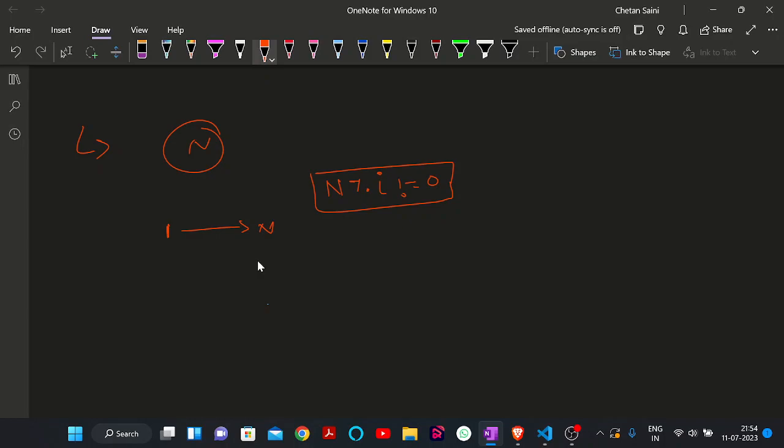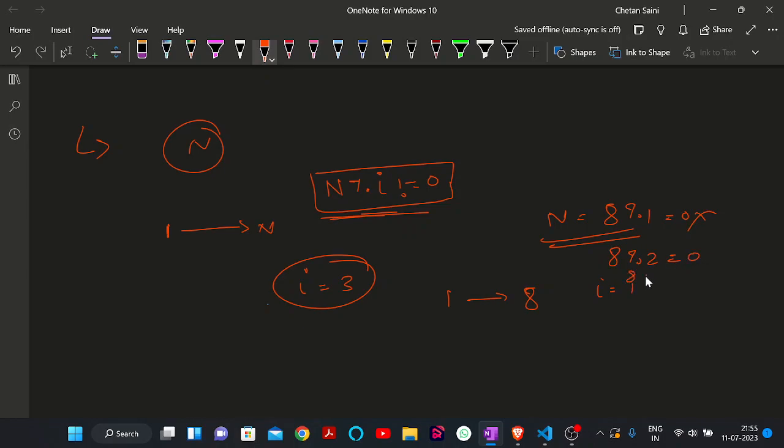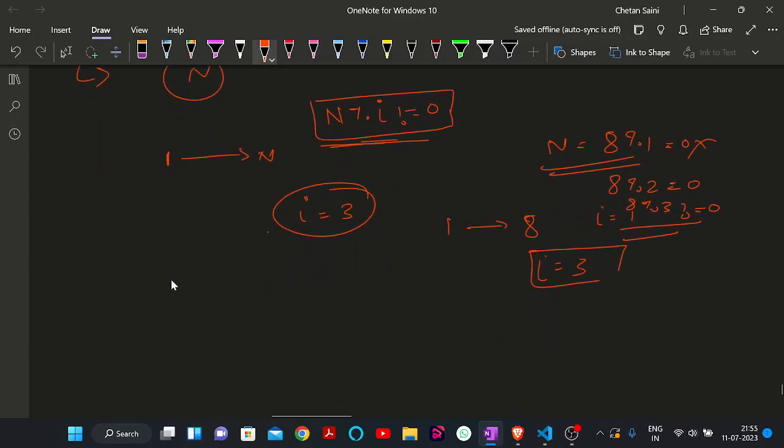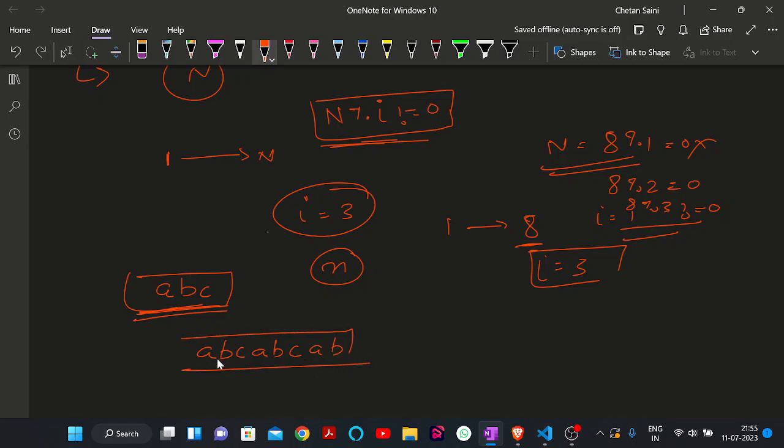We will discuss why it is working afterwards, but for now, just think that we are getting i equal to 3. If the value of n is 8, then we iterate the loop from 1 to 8. We check for i equal to 1, 8 % 1 is 0, 8 % 2 is 0, 8 % 3 is not equal to 0. Then we stop there and get i equal to 3. Then we can make a string of size 3, that is ABC, and from this ABC we can make a string of size n. If we are trying to make a string of size 8, then that will be ABC, ABC, and AB. That is a string of size 8.